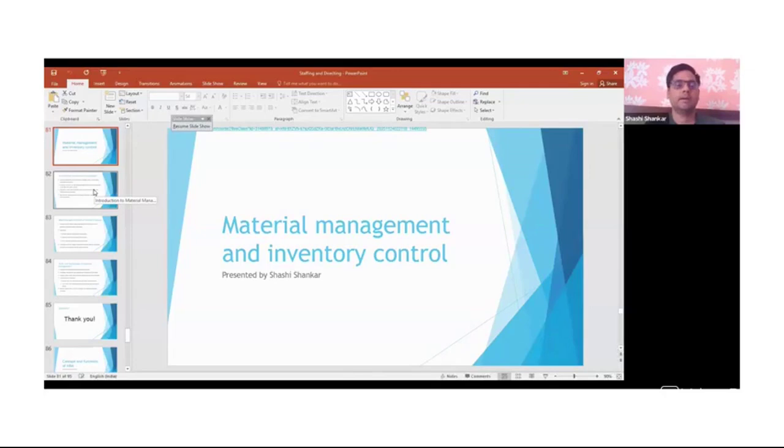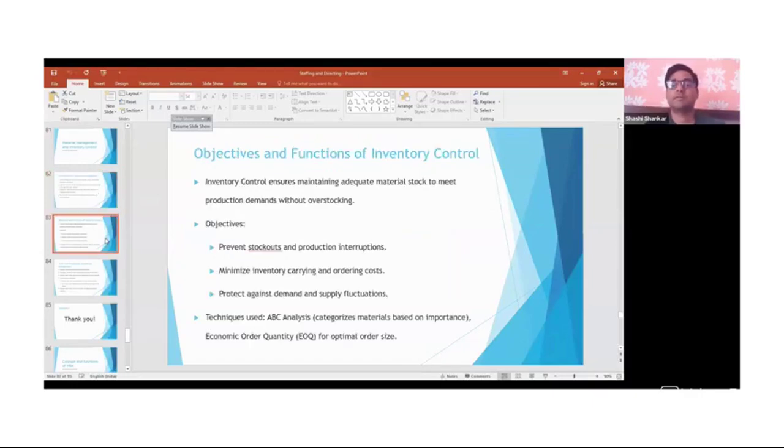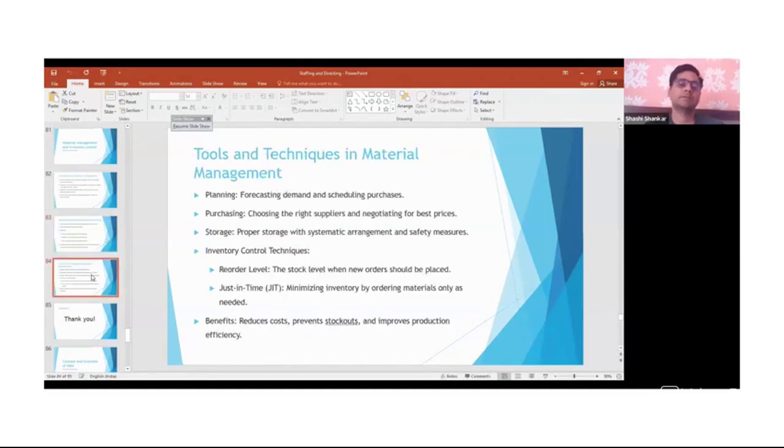In this topic, I'm going to cover an introduction to material management. That means what is material management, what is the objective of material management, what is the importance of material management, and some key functions of material management. Post that, I'm going to cover the objectives and functions of inventory control, that is, the objectives of inventory control and the techniques used for inventory control. And at the last, I'm going to cover tools and techniques in material management, that is, the inventory control techniques and also the benefits. Okay, I'll go one by one.